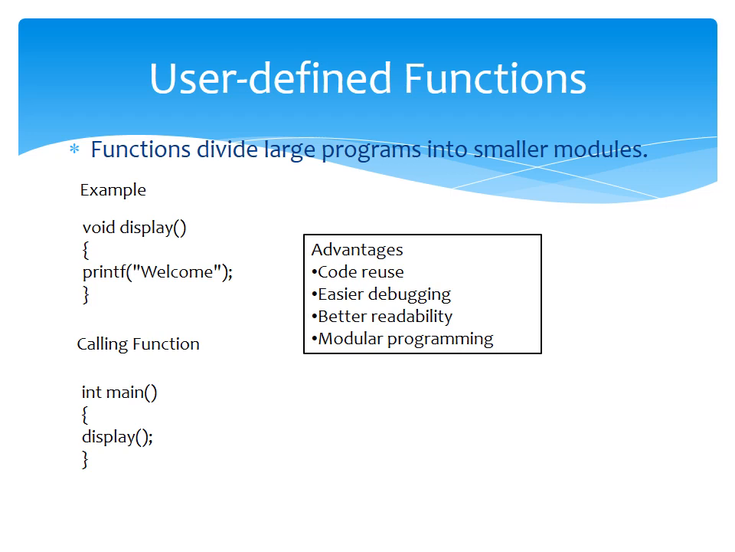And remember, whatever name is given in the function definition has to be used here. Suppose you have used a small d, it should be a small d display. If you use a capital D, that will not work. So what are the advantages? Code reuse, and it's easy for debugging. You can look into the main function alone or a small function alone, and it gives better readability. And this is modular programming.